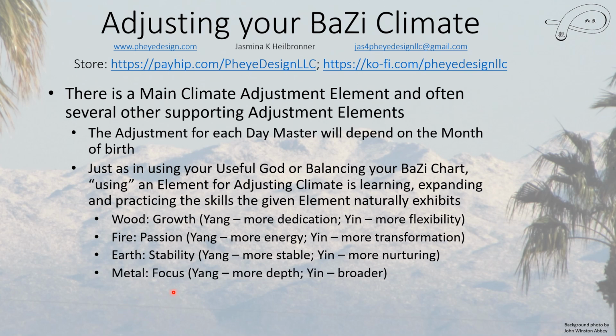For metal, it's mostly about focus. Yang tends to be more in depth and smaller in scope, whereas yin is broader and a little less depth. But they can focus. I mean, they look at things a little bit broader and then they pick something to focus on. Whereas yang pretty much zooms in to one place pretty quickly. So it's just slightly different methods of becoming focused.